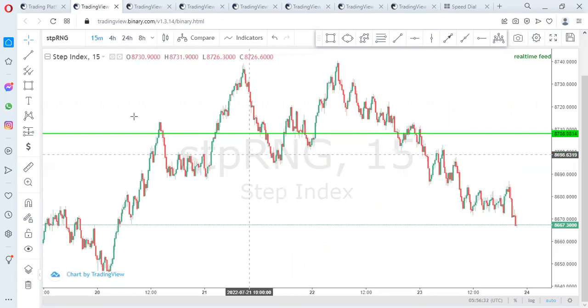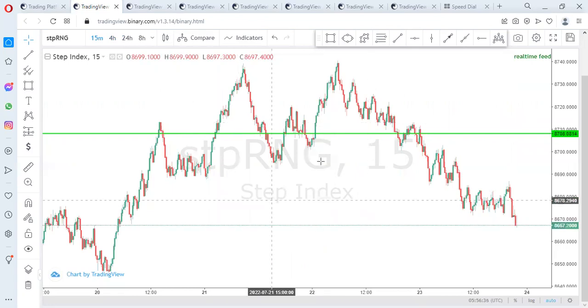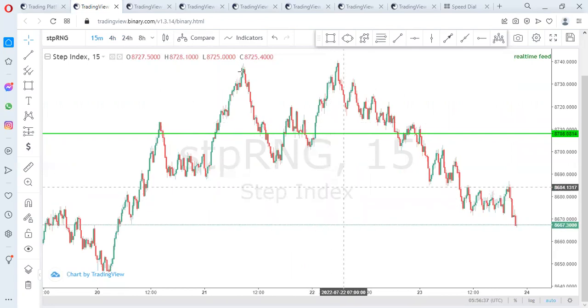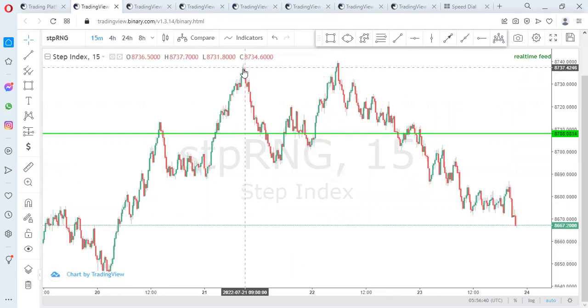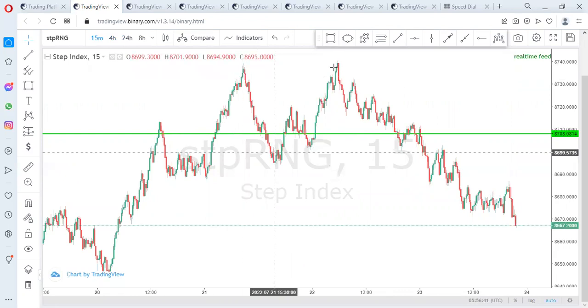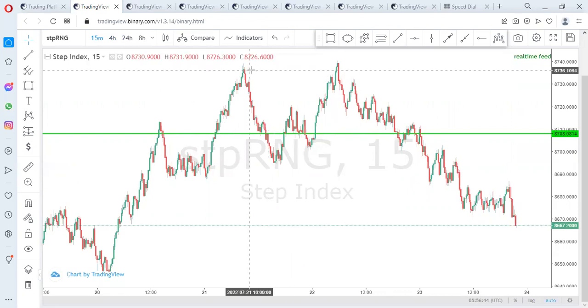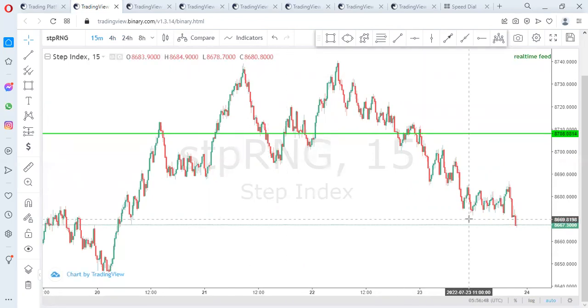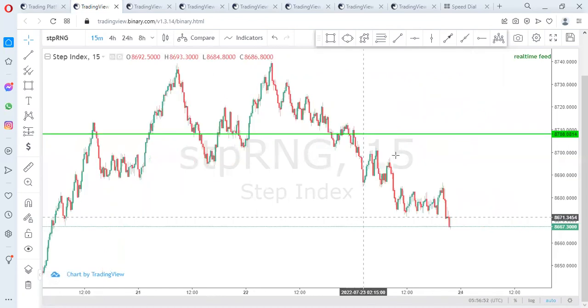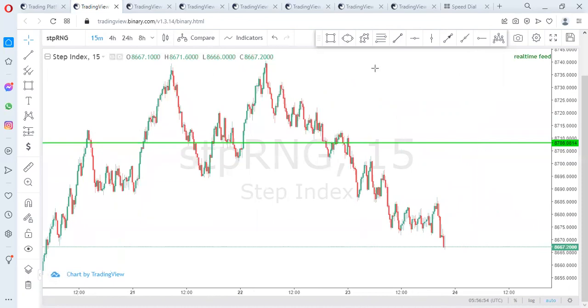So right inside the 8-hour supply zone, what do we have here? Price pushed into the supply zone, then dropped, pushed in there again. Then this is like a mitigation of this 15 minutes level, and you see price dropping down. This is how I was able to get my entry. I drew my trend line.